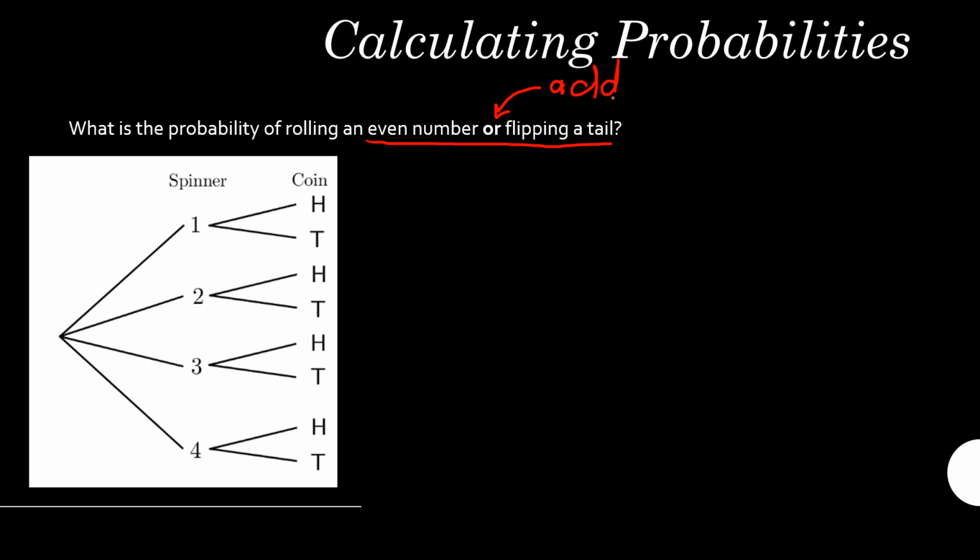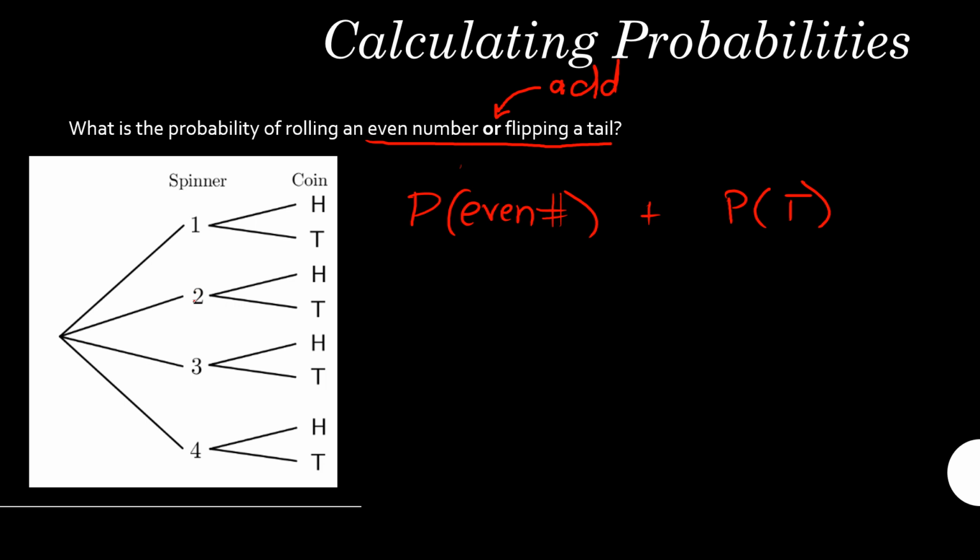Okay, this we talked about, I believe, in 16 and 17, it went over this. Maybe even a little bit of 18. So I'm going to figure out the probability of rolling an even number and the probability of flipping a tails, and then I'm going to add them together.